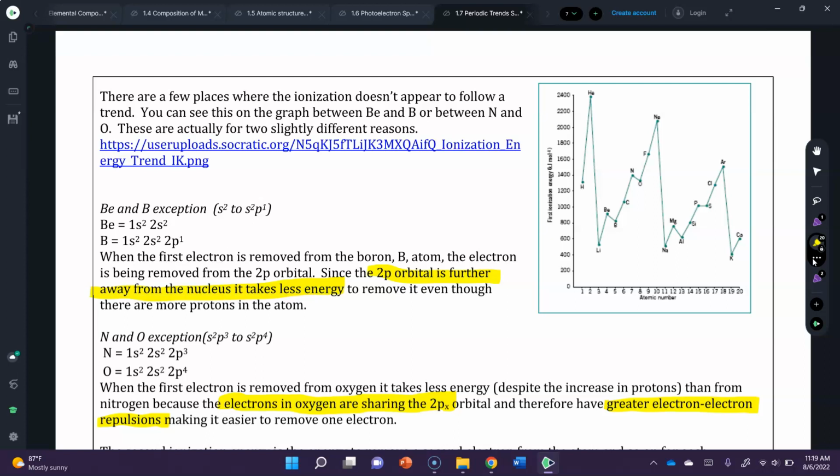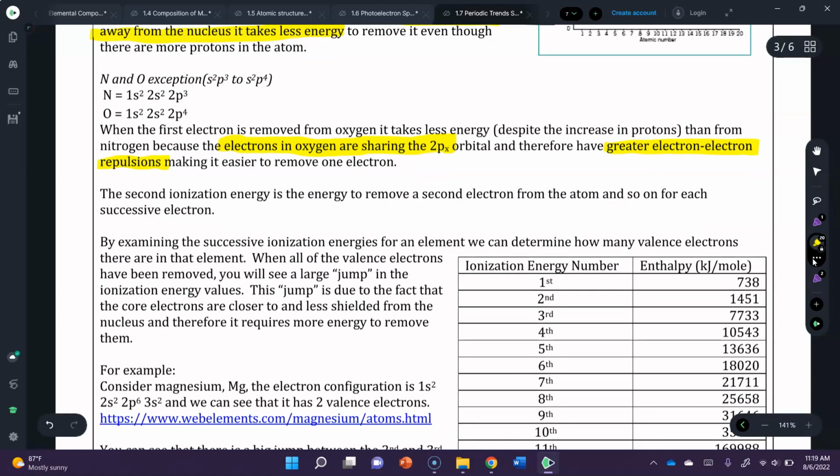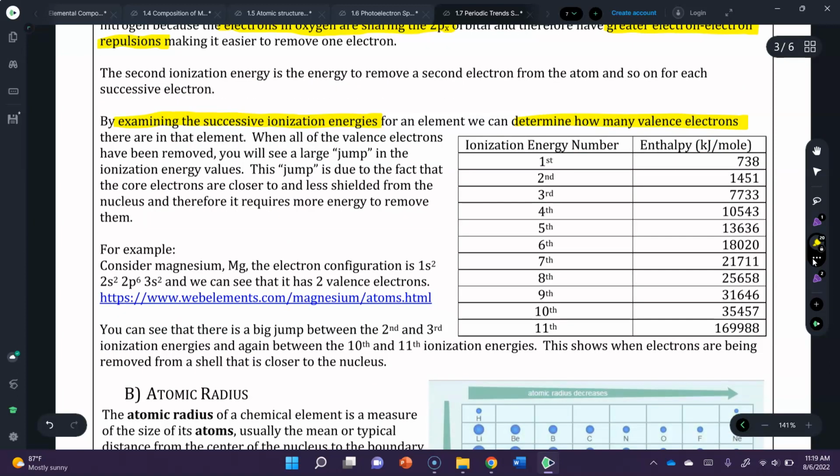The second ionization energy is the energy to remove a second electron from the atom, and so on and so on. By examining the successive ionization energies, meaning how much energy is required to remove each one as you go through, you are able to determine how many valence electrons there are. When all of the valence electrons have been removed, you will see a large jump in the ionization energies.